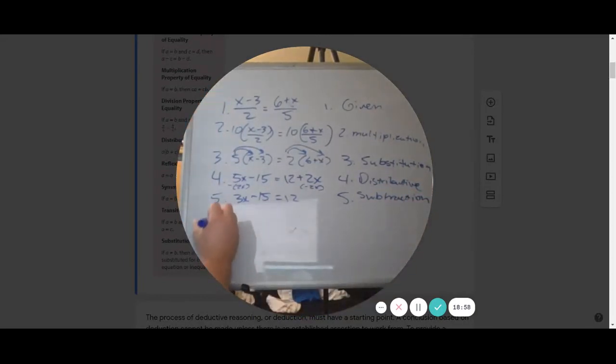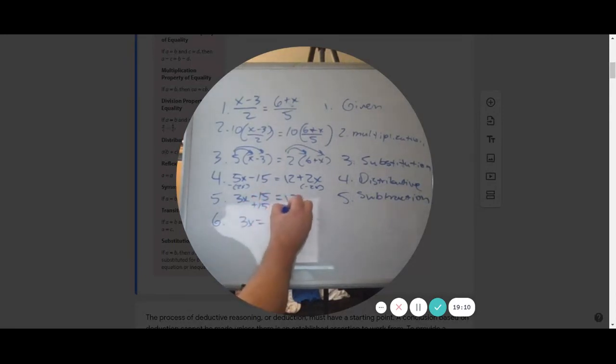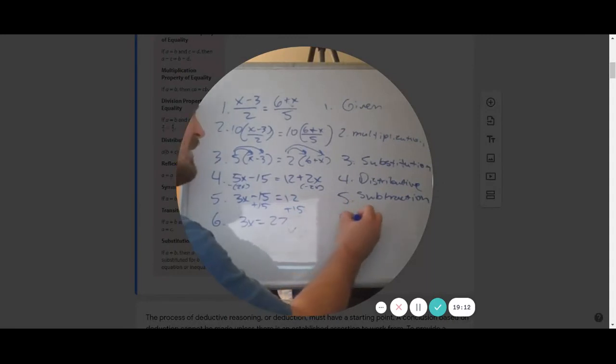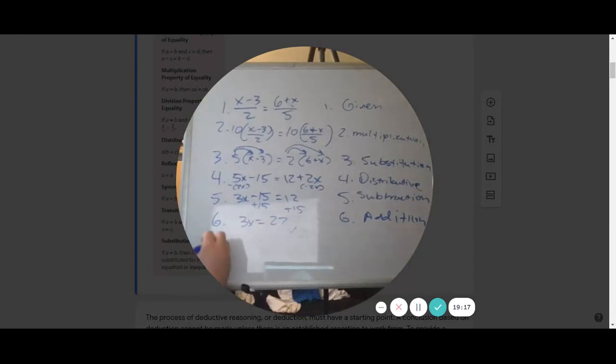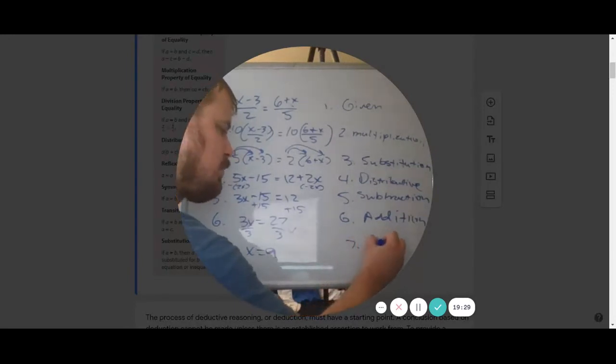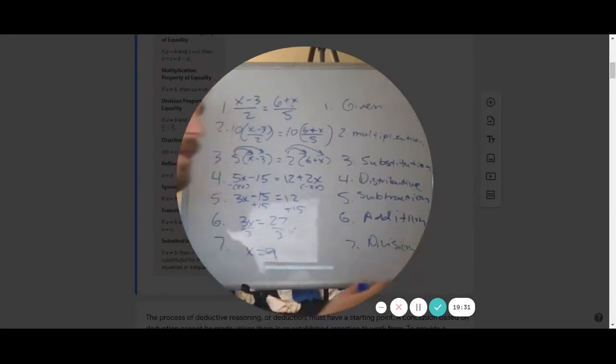All right. Number 6. 3x equals 27. What happened there? How did this leave and this got bigger? Well, because we did plus 15 to make it go away and plus 15 to add it over there. That's called the addition property. All right, and then number 7, last but not least, we suddenly have x equals 9. How did we get there? Well, to get there, what we did is we divided by 3. So that's the division property. All right.